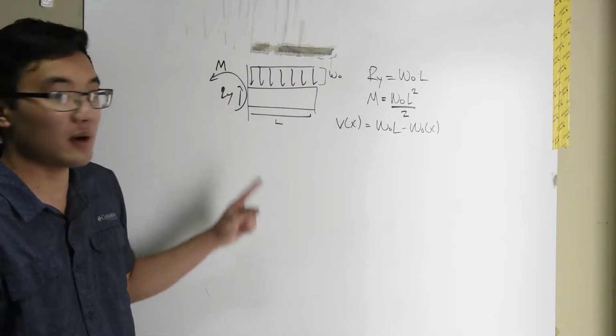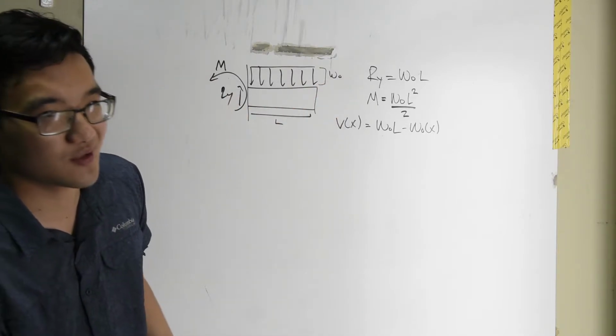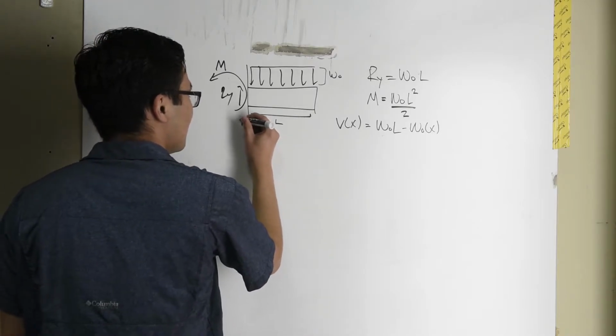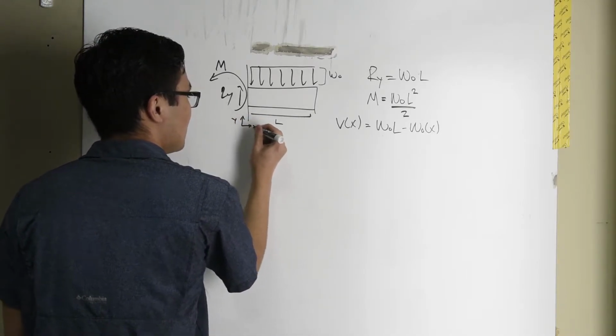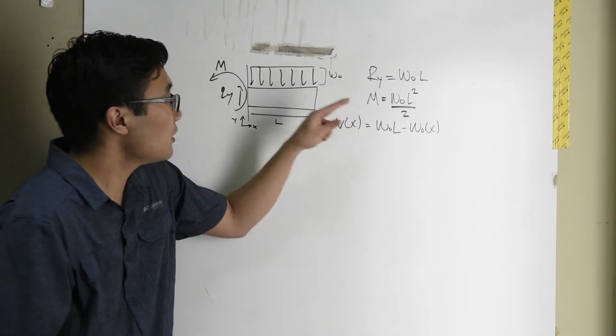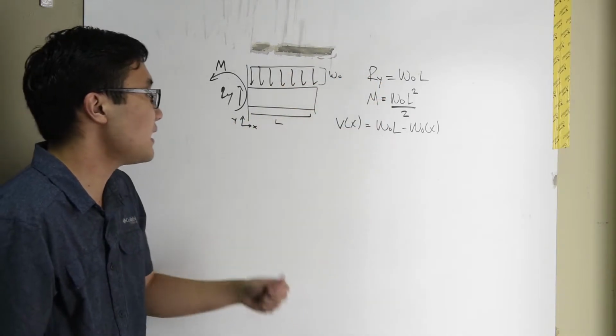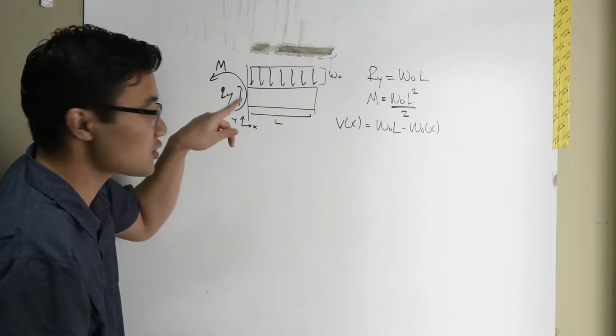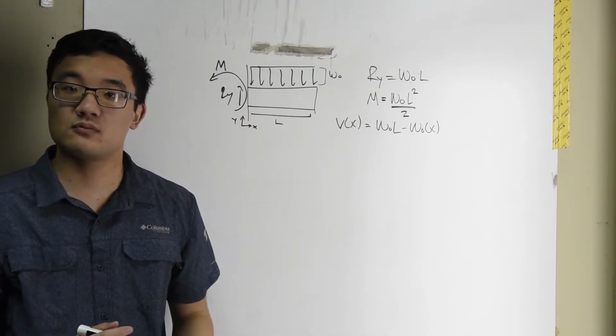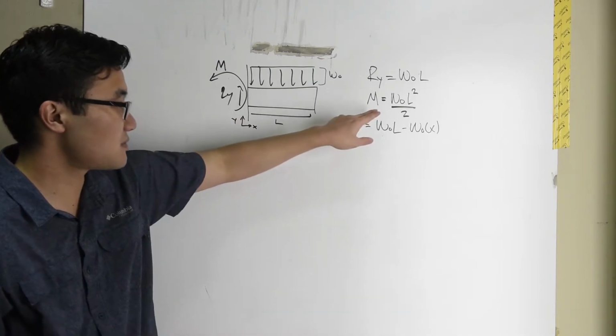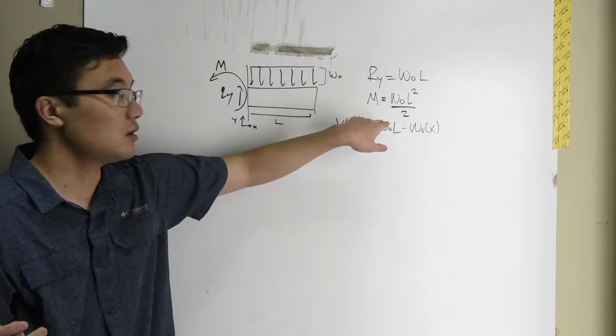Reaction at y in the positive y direction. I always do this: I'll draw the coordinate system. There we go. So positive W naught L is Ry. Counterclockwise we define as positive for moments typically, and that's expressed as W naught L squared over 2.